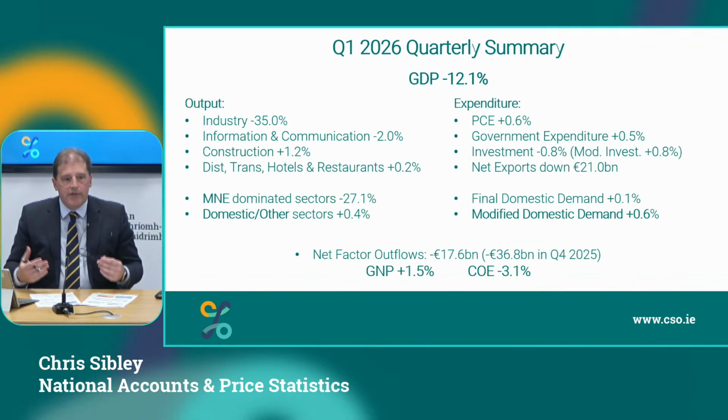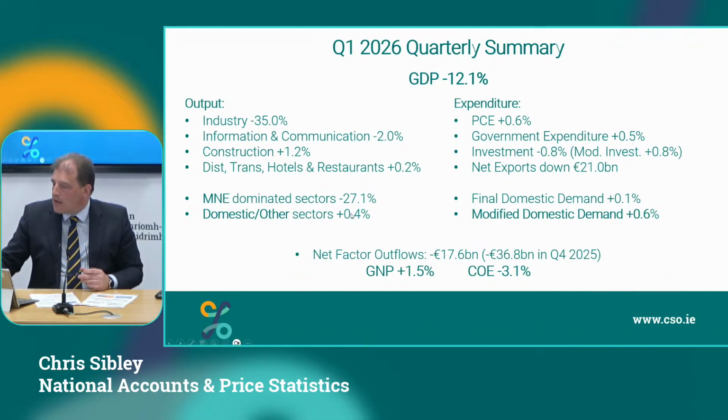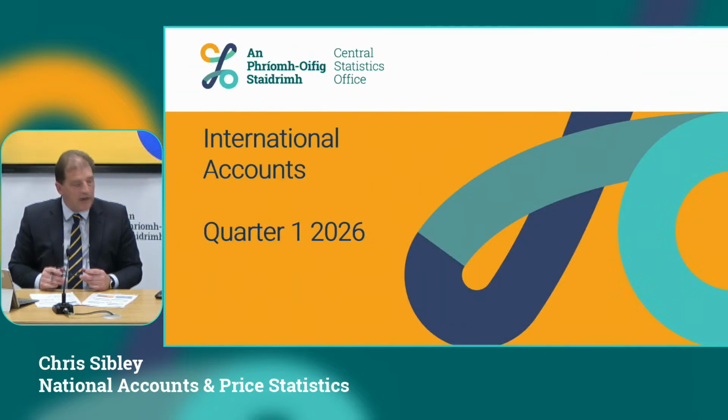Just to summarise for me, the news today, I guess, is we have that fall in GDP, down just over 12%, driven by the fall in industry. But the domestic sectors are showing a small positive 0.4%. On the expenditure side, we can see a run of those domestic items. Personal consumption expenditure up 0.6%, government expenditure up 0.5%, modified investment up 0.8%, and the overall measure on that side, modified domestic demand, with all the deglobalisation work done, gives us a result of 0.6%. So I'll hand over now to Gillian to take you through the international accounts.